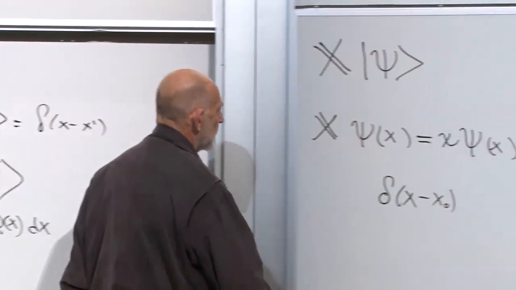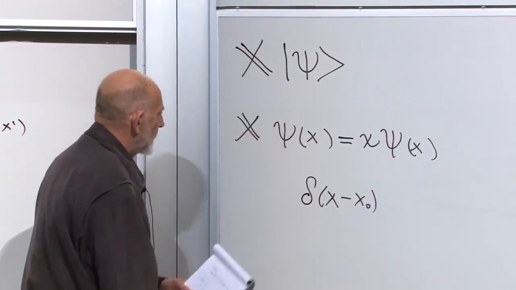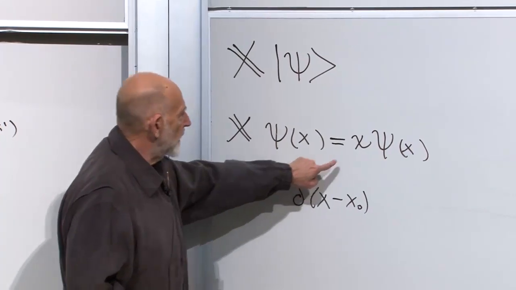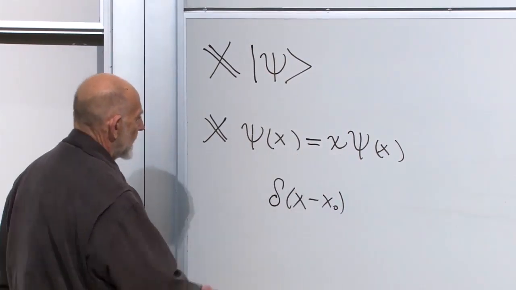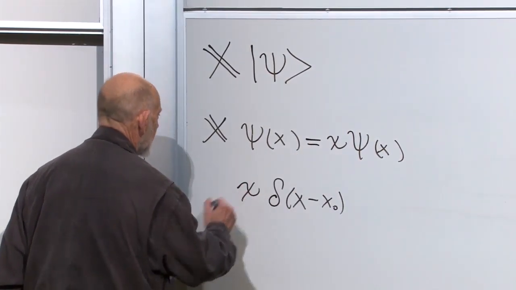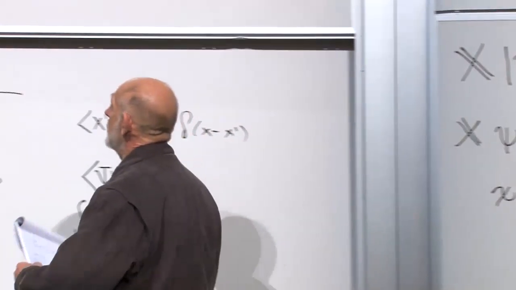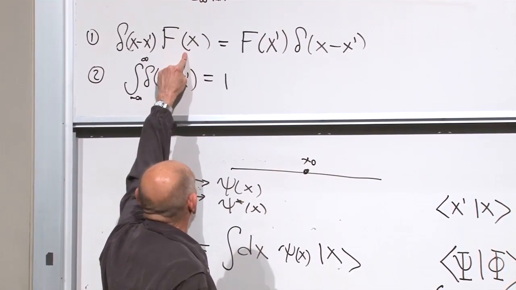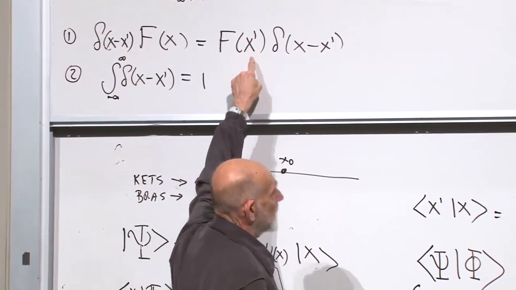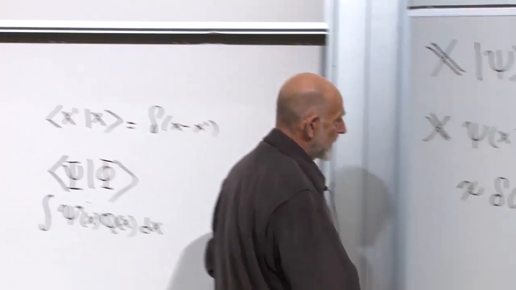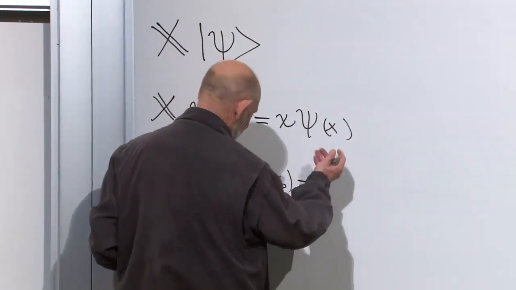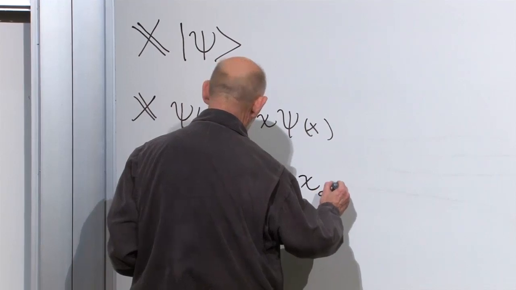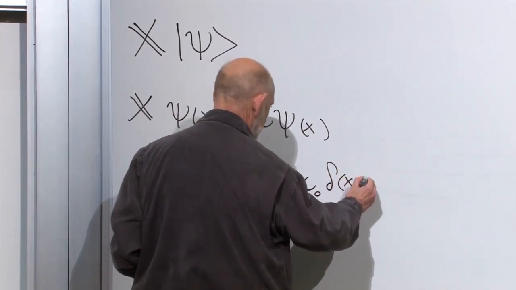And let's ask the question, when you operate with the operator x on this wave function, what do you get? Well, the answer is you just multiply it by little x. But now we go back to one of the properties of the delta function, namely that when you multiply it by any function of x, you can replace it by a function of x prime, or in this case, x naught. This is also equal to x naught times delta of x minus x naught.